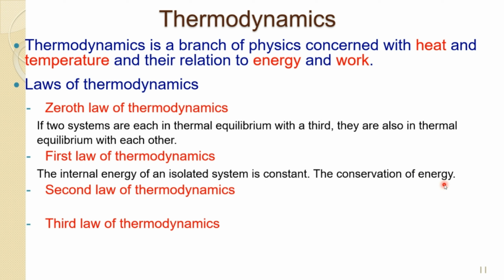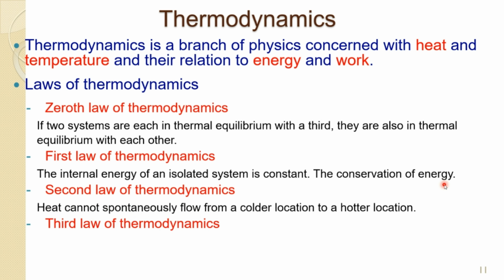How about the second law of thermodynamics? The second law is that heat cannot spontaneously flow from a colder location to a hotter location. It makes sense, right? Because you know that this is against nature. If heat flowed from a cold location to a hotter location, this is against nature.